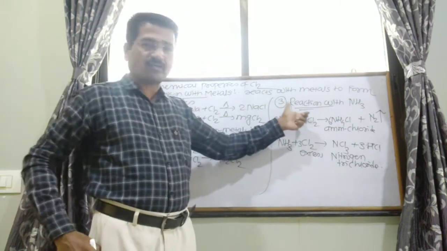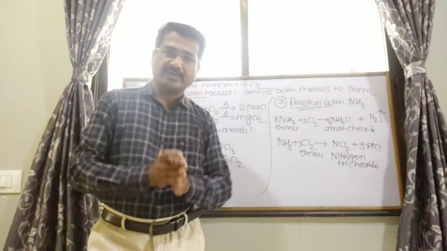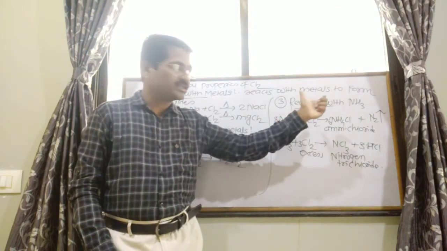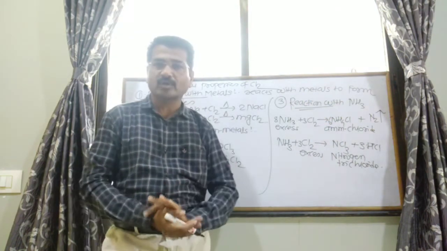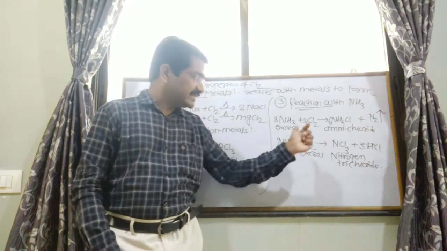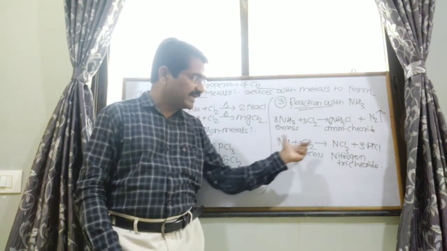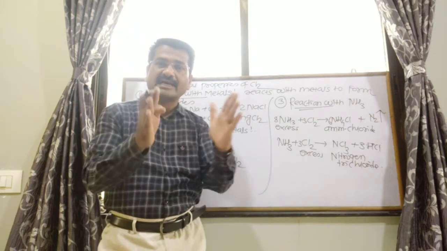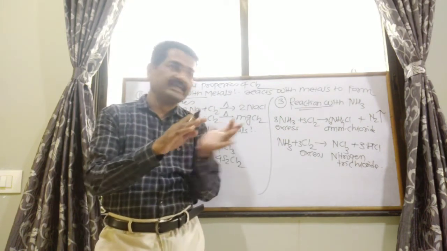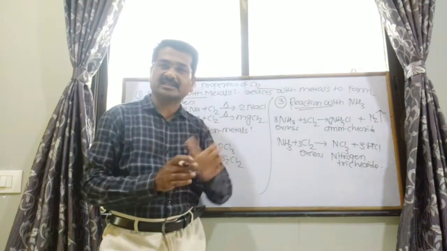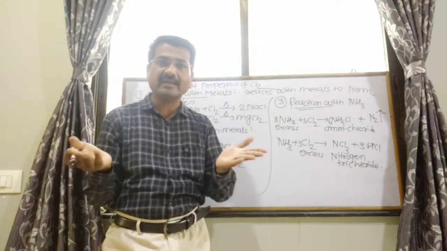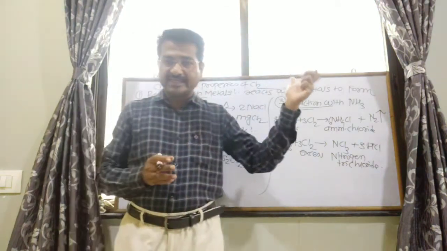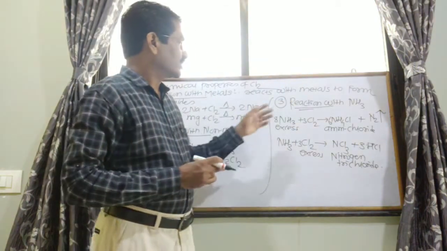So these are the reactions of chlorine with ammonia. First, excess ammonia reacts with chlorine to form ammonium chloride. When excess chlorine reacts with ammonia, it gives nitrogen trichloride. In short, a large quantity of chlorine is taken in the second reaction, and in the first reaction ammonia is taken in large quantity. Then the products are different. That is the third reaction of chlorine.